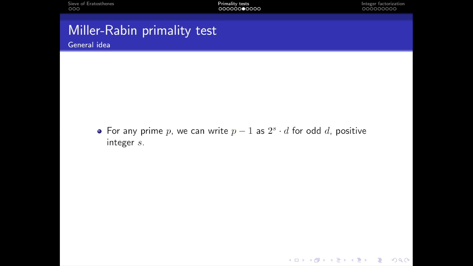We then extract all the powers of 2 from this even number, and what's left after doing this process is some odd d, which we're just going to multiply this with. So this is just a way to factor p minus 1.